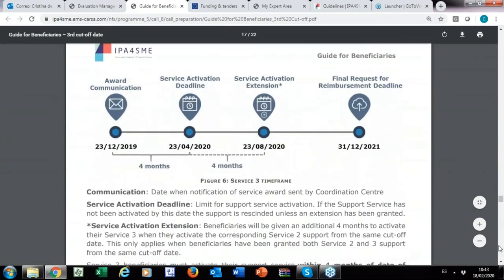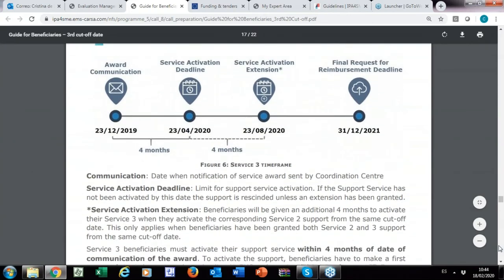So the picture for you, even though it says second cutoff date, is that you are members of the third cutoff, the batch of SMEs that was selected for the third cutoff. It is more or less the same graphic we saw before, but with the dates. The award communication date is 23rd December, as we were saying, and 4 months after, as a deadline, is the 23rd of April for service activation.